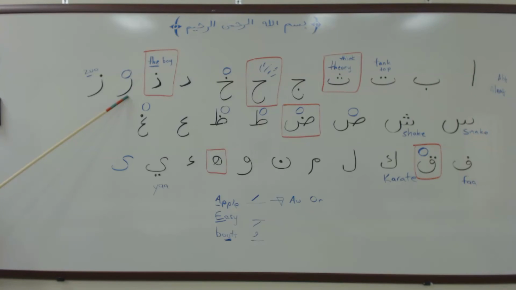Ra. The mistake with this one that people may make, they may forget to pronounce the roundness of the letter, and they may say ra. What it is? Ra. What about this one?